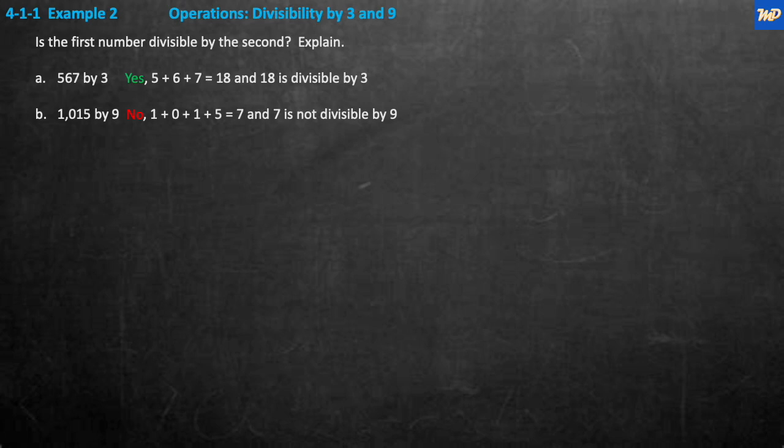How about 1,015? Is that divisible by 9? Well, let's try. 1 plus 0 is 1, plus 1 is 2, plus 5 is 7. And 7 is not divisible by 9, so the answer here is no. 1,015 is not divisible by 9. It's pretty easy to check, though, as you're moving along. As you remember from last time, it is divisible by 5. But so let's see. Now we're going to go up to the next slide.